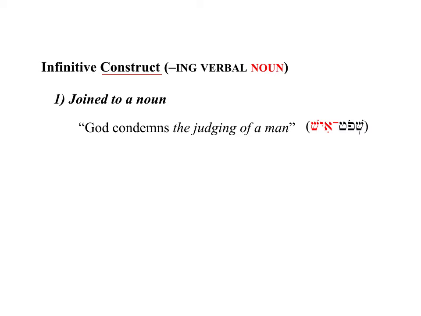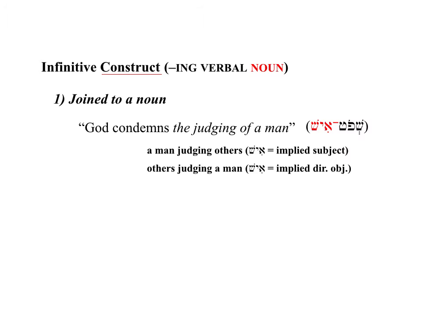Now that's actually a fairly ambiguous phrase. We don't know whether he condemns a man judging other people, so that the word ish is the implied subject of this action, or whether he condemns other people judging a man, in which case the word ish is the implied direct object. So you have to sort that out based on what's being conveyed in the context of the passage. So it can be joined to a noun.